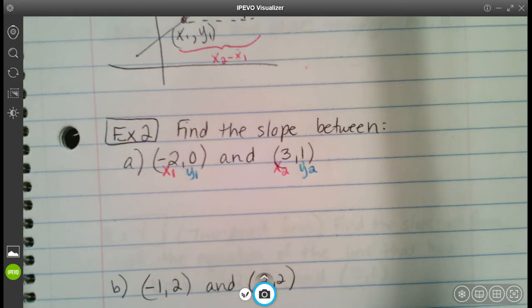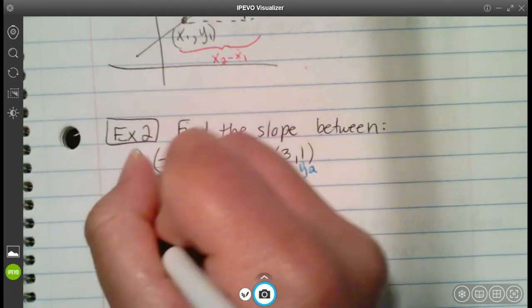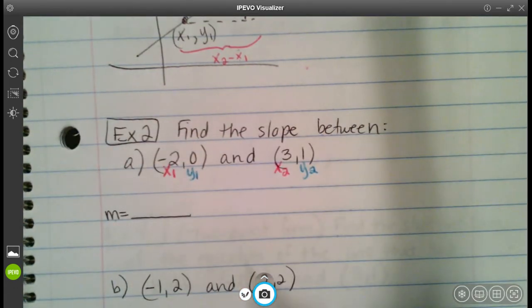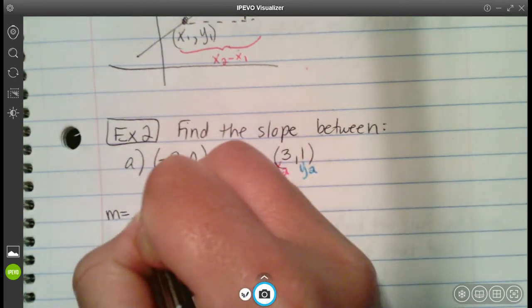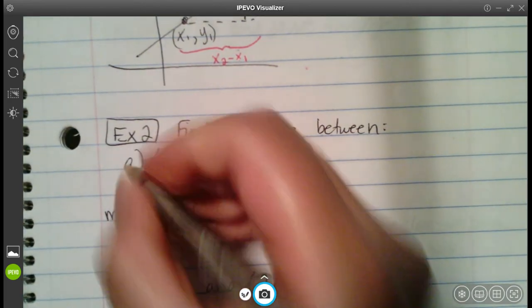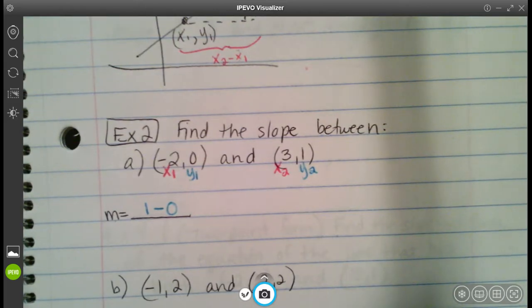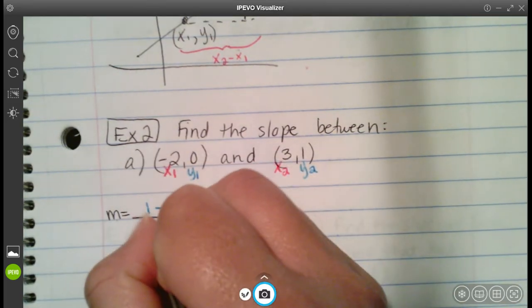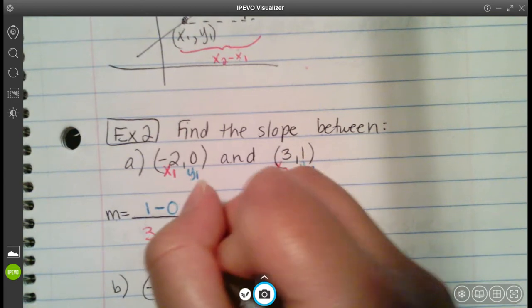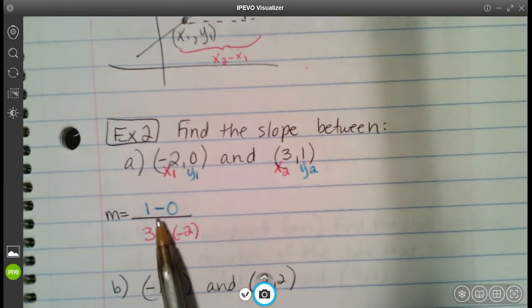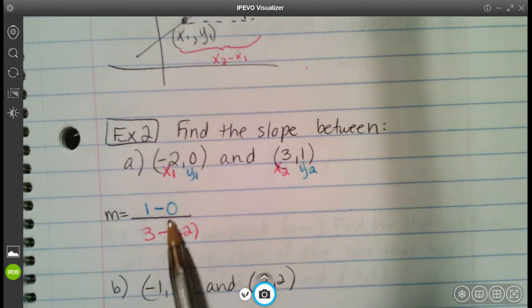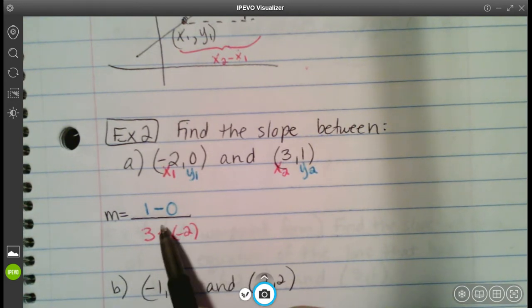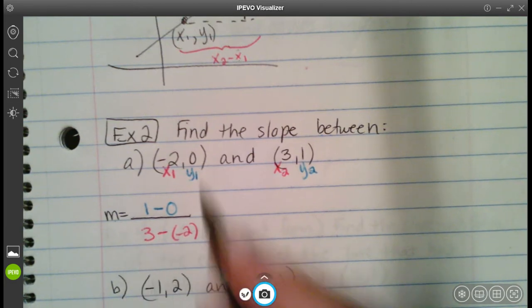I'm going to go ahead and just plug stuff in now. So my slope is defined by subtracting the y's. So 1 minus 0 divided by 3 minus -2. So these two are still together. These two are still together. My y's are on top and my x's are on the bottom. The problem with these is that they're not difficult, but people tend to mix the numbers all up, and we can't do that. You got to keep it where it goes, okay?